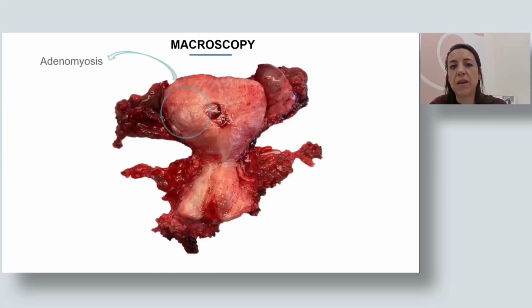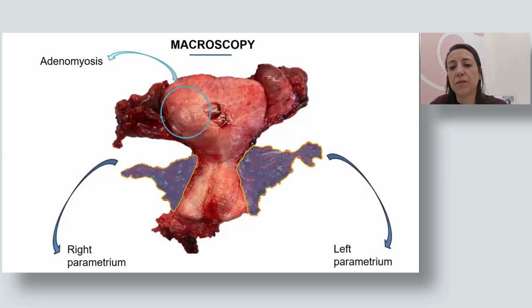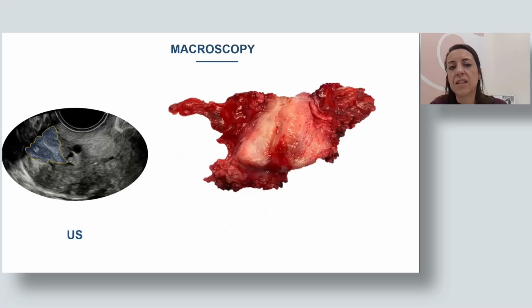This is the macroscopy. We can identify the adenomyosis. This was the right parametrium. This was the left parametrium, normal. And this is the lesion on ultrasound examination, and finally at macroscopy. So this was my presentation.